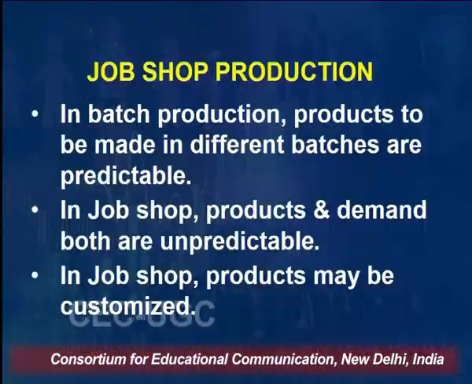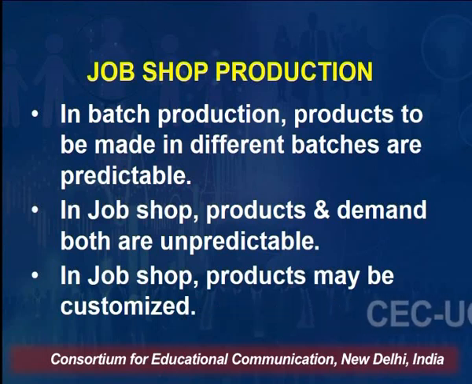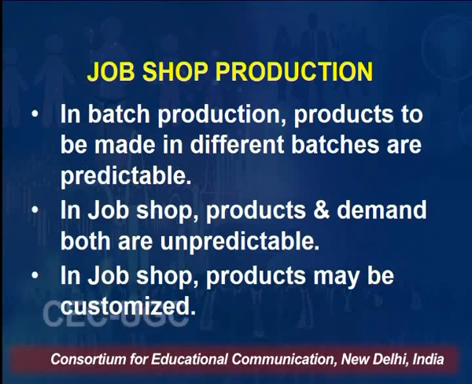So they are handling a variety of jobs where each job is different. But here in batch production, they are also handling different jobs. But here they are not producing one single product. They are producing products in batches, in some moderate volumes. So job shop production, further we see the comparison: in batch production, products to be made in different batches are predictable. Whereas in job shop, products and demand both are unpredictable.